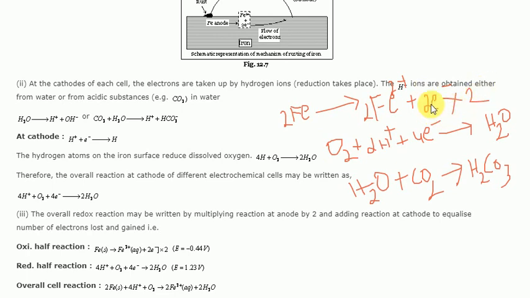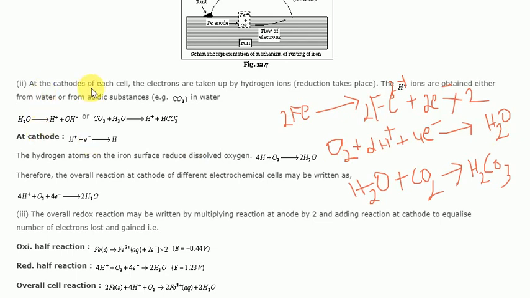When the electrons approach here, the atmospheric oxygen gains these electrons and reacts with 2H+ ions. Where does the H+ ion come from? Water molecules react with carbon dioxide and form carbonic acid. This acid provides H+ ions, and the H+ ions react with oxygen and form a water molecule.